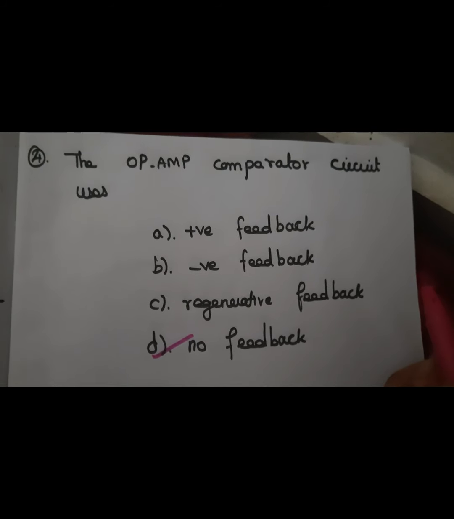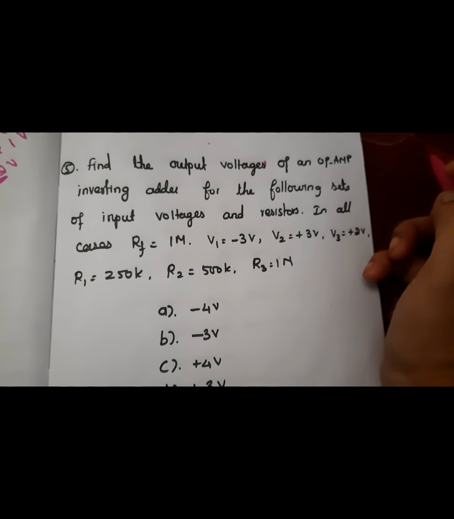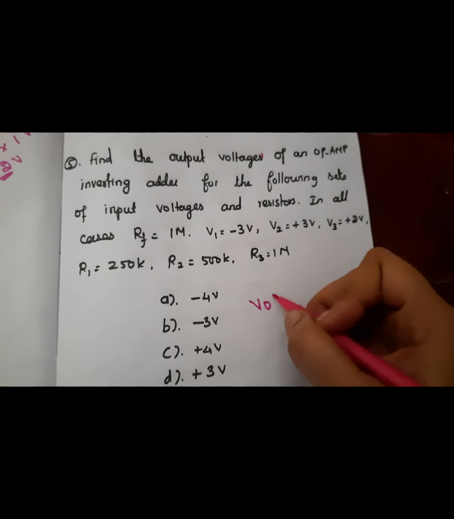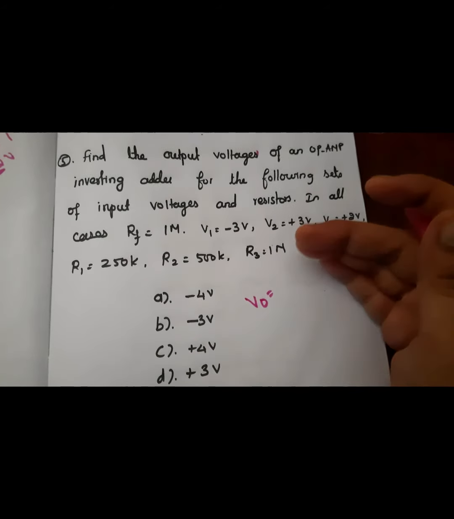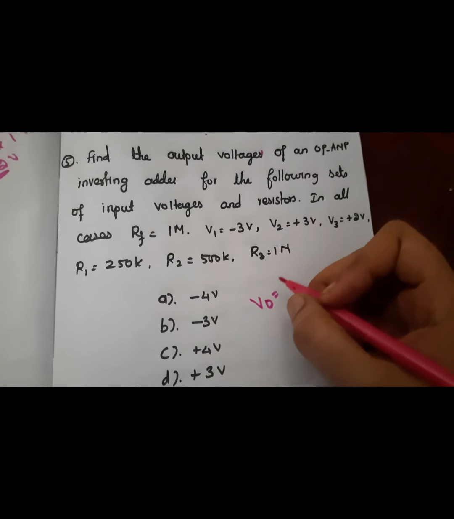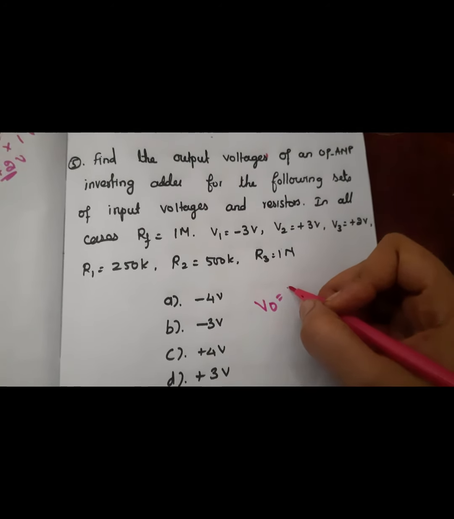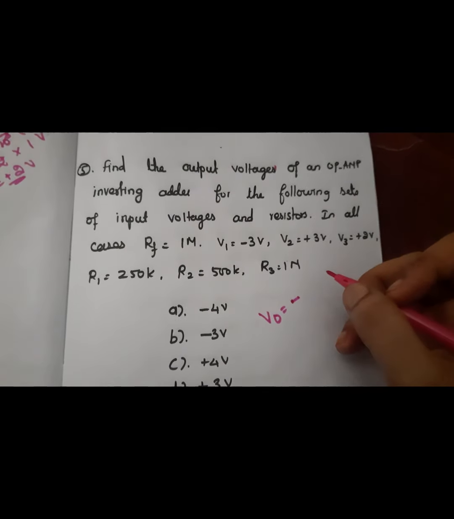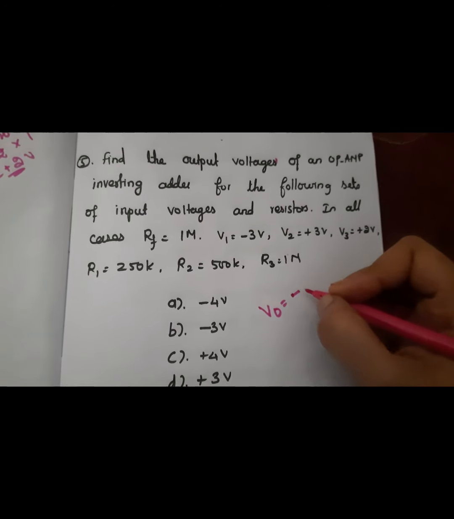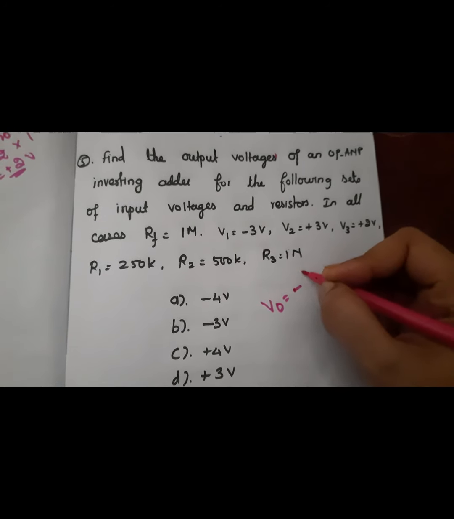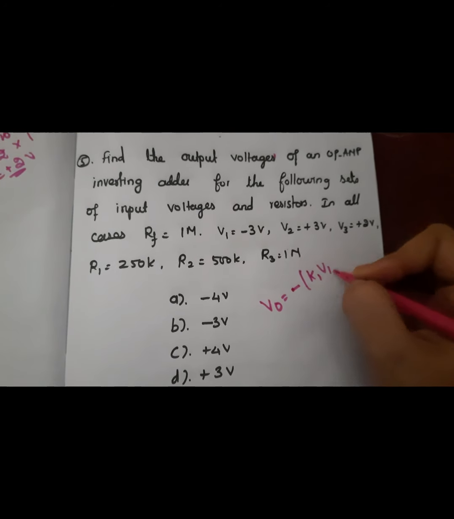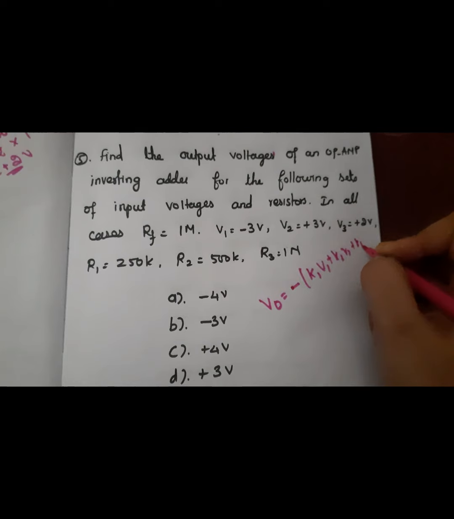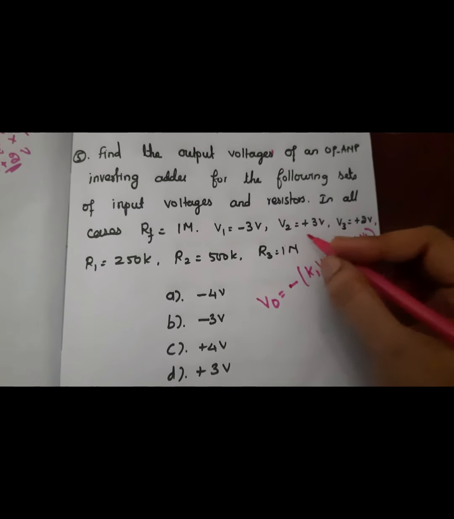D is the answer. Fifth question, find the output voltage of an op-amp inverting adder for the following set of input voltages and resistors. In the case of an adder, Vout is equal to the addition of all voltages. So this Vout is given as minus, because this is an inverting adder, so put a minus sign here. That is K1 V1 plus K2 V2 plus K3 V3. 3 voltage levels are there.